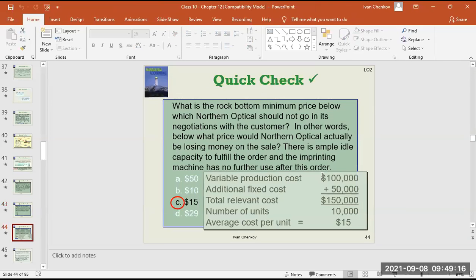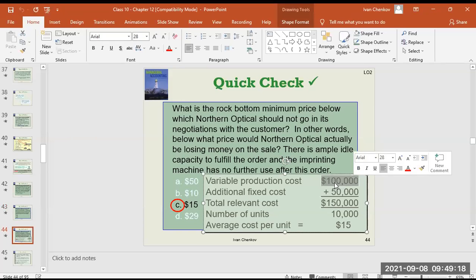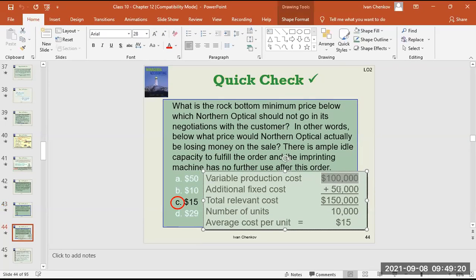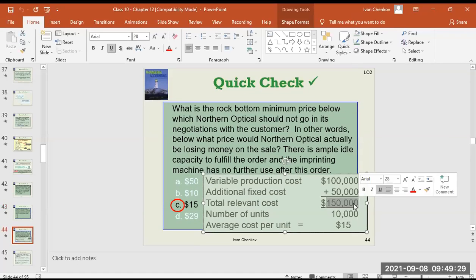How are we going to go? Variable cost per unit is $10. Additional fixed cost $50,000 or $5 per unit. That's going to give you $15 per unit, 10,000 units. The relevant cost is going to be $150,000.